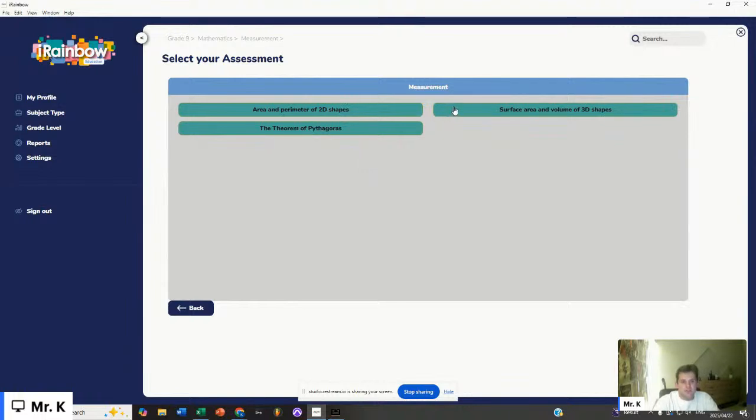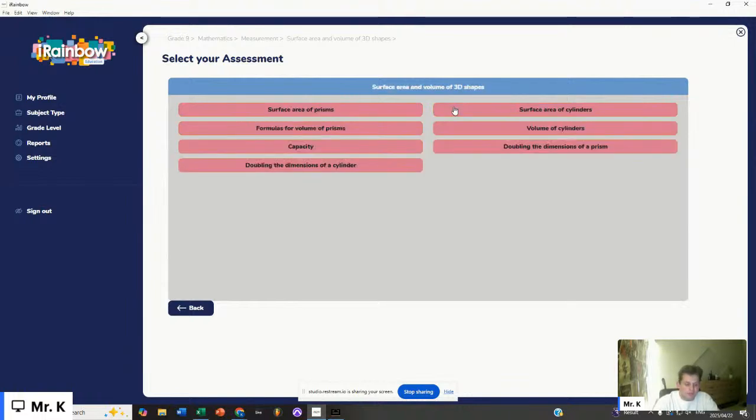So we can click on surface area and volume over here, and you can see that there are a whole variety of different quizzes. We talk about the surface area of prisms and cylinders separately. We then discuss volume for prisms and cylinders separately because those are very common shapes, right? We then also talk about doubling dimensions and capacity as well, which I'm not going to talk about now, but you can go and look at.